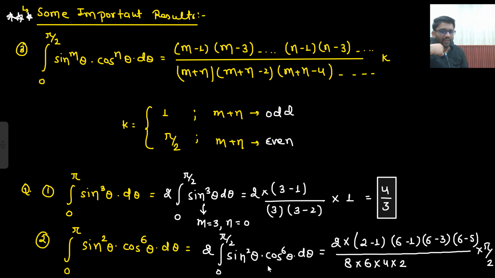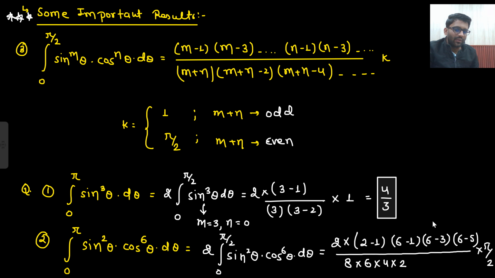Why pi by 2? Because m plus n, just see this value, what is m plus n? 8. And if it is even, then pi by 2 will come. There is a very easy way to remember this formula: m minus 1, m minus 3, then n minus 1, n minus 3 in that manner, then for m plus n you do minus 2, minus 4 in that manner, multiplied with k. K can have two values, 1 and pi by 2. K will be 1 when m plus n is odd. The way to remember: 1 is odd, so odd. 2 is even, so pi by 2.